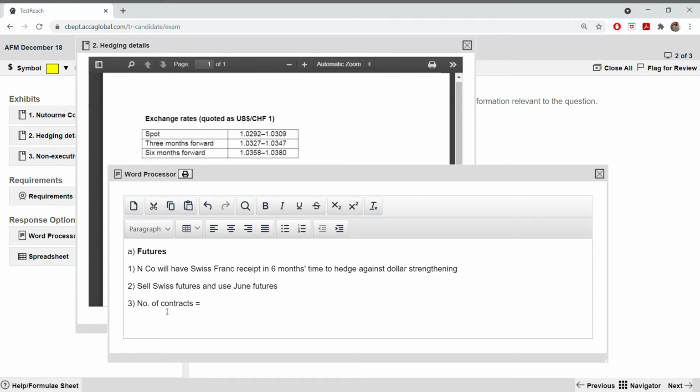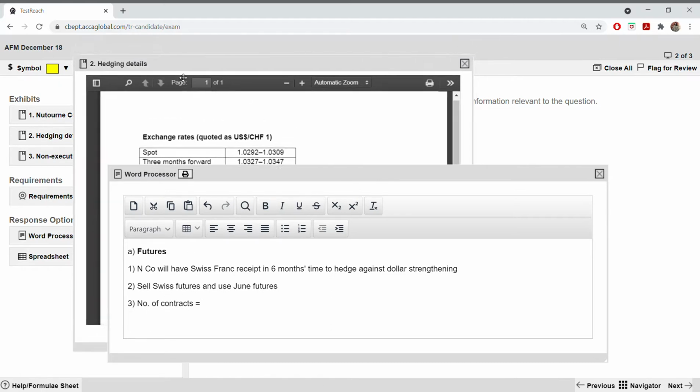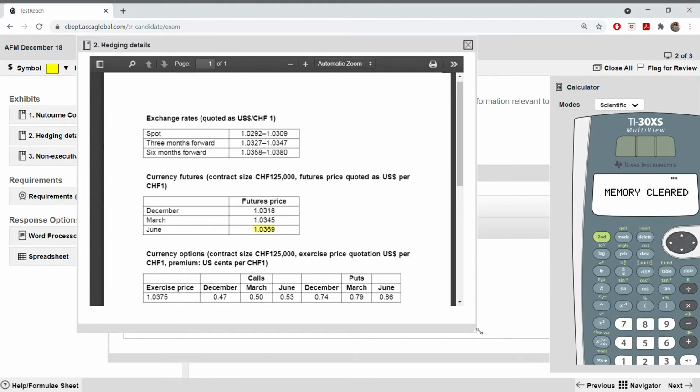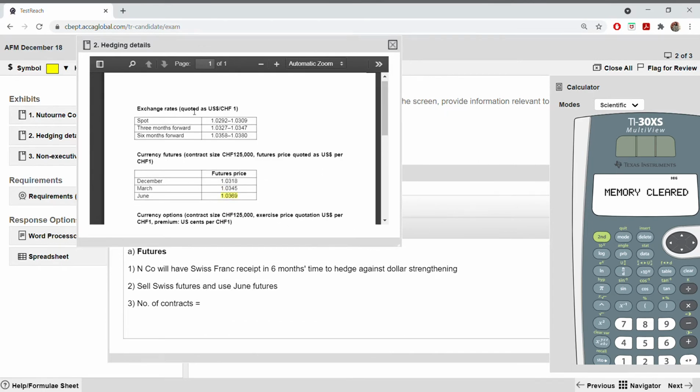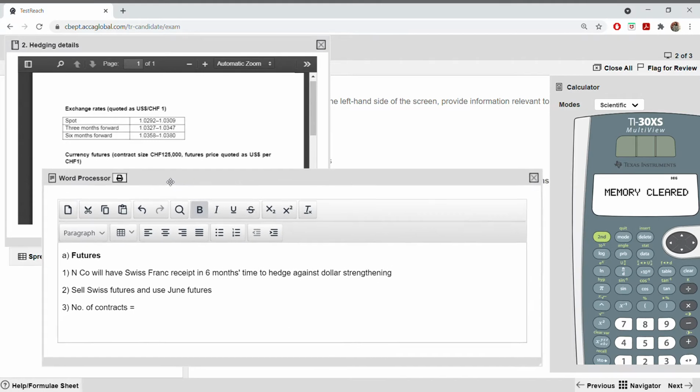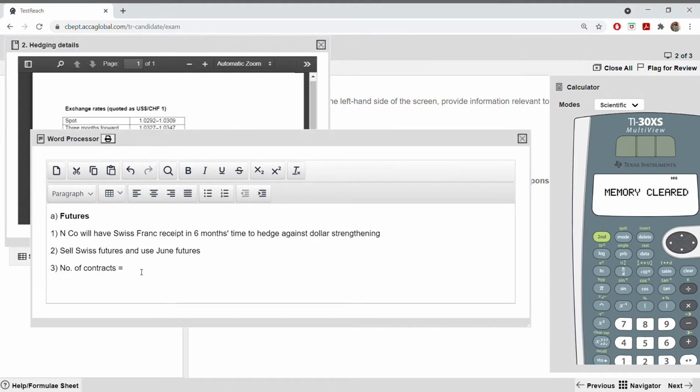Okay, so what you can do is when you're calculating the number of contracts, either you can use the Excel, and then copy paste the number here, or you can directly start calculating here, because what you need is you need the calculator definitely. So we'll take the calculator also out here. Okay, number of contracts.